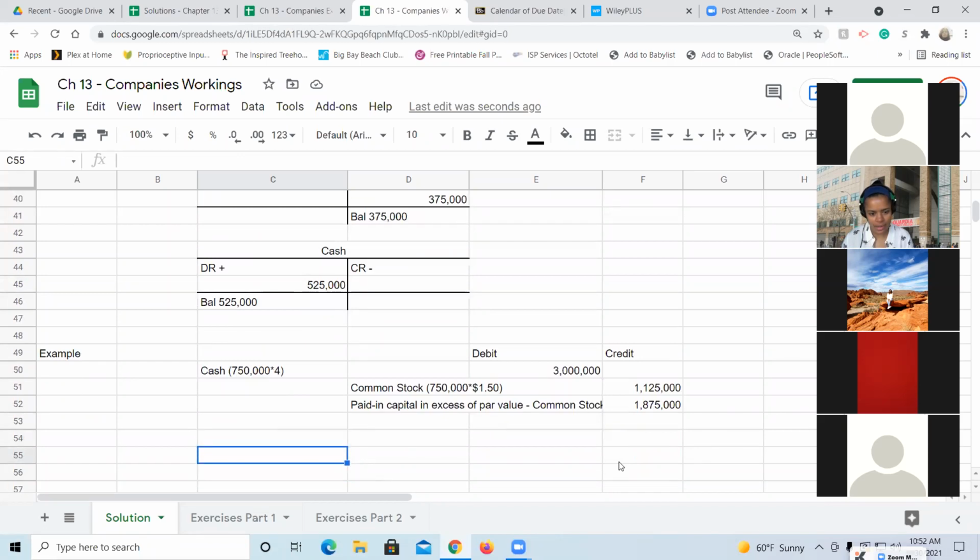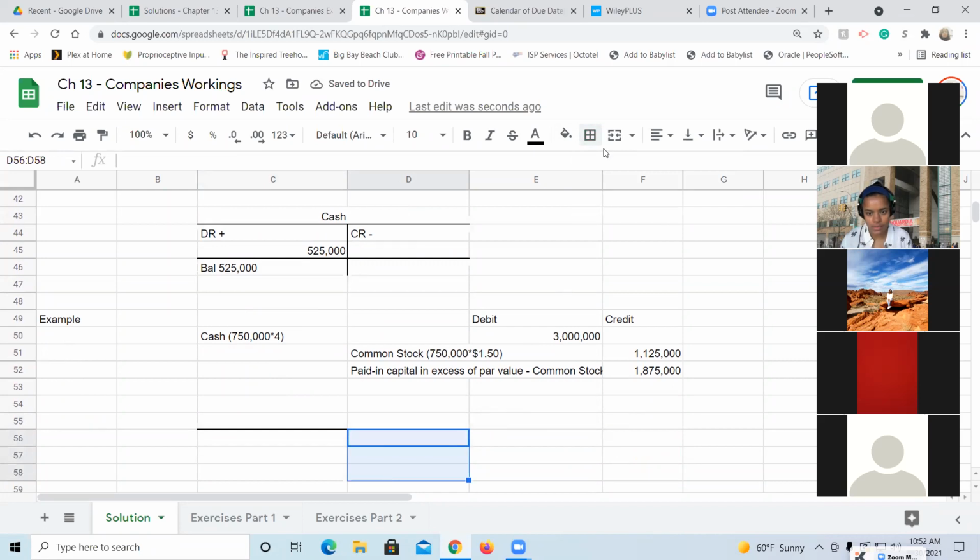Did you do the T account? If you did it, no, but I can do it. Yeah, okay, so let's do it together. So it's gonna be common stock here. We know that it's a capital account, so it's gonna go up on the credit side.